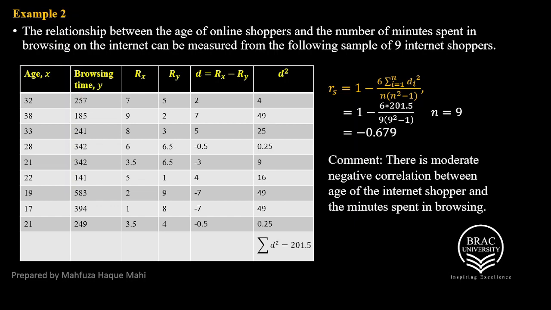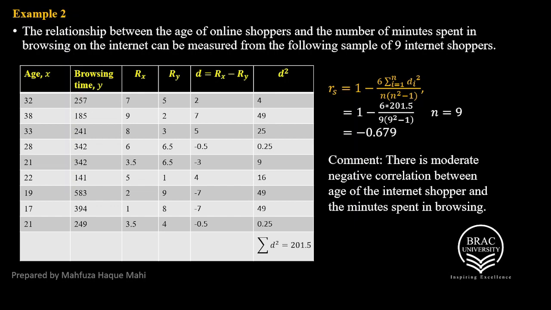There is another example where the relationship between the age of online shoppers and the number of minutes spent browsing on the internet can be measured from the following sample of 9 internet shoppers. The first column here is the age of the internet shoppers, and the second column is the browsing time of the internet shoppers. Let us consider age as our x variable and browsing time as our y variable. So here actual data are given. We have to assign the ranks if we want to calculate Spearman's rank order correlation.